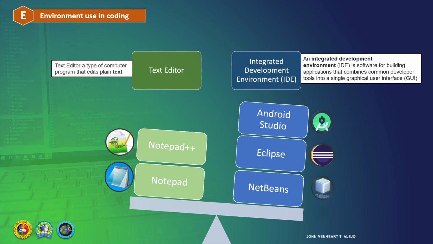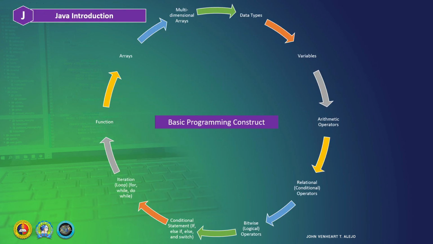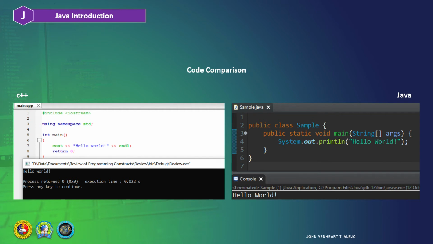Okay, one thing. This is a program I intended on the screen. On the left side there is a program coded in C++ and there's a program coded in Java. The program is intended just to print hello world on the screen. Based below, hello world, the same intent.